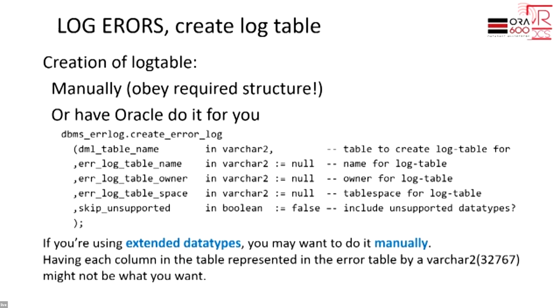If you're using extended data types, I would suggest doing it manually. Because if you don't, then all these columns for the entire table will have a varchar2 32K. And that is probably not what you want. Could be, but I think it's a bit much. And under the covers, these columns are treated as a CLOB. You might not want that if you have a table with maximum column sizes of, for example, varchar2 100. This would be pretty much overdoing it.